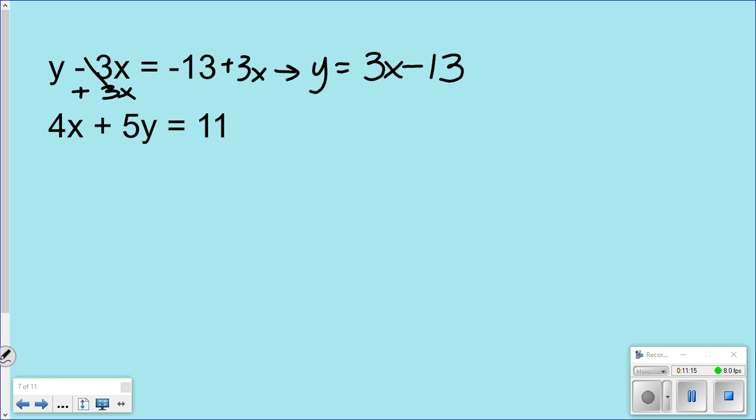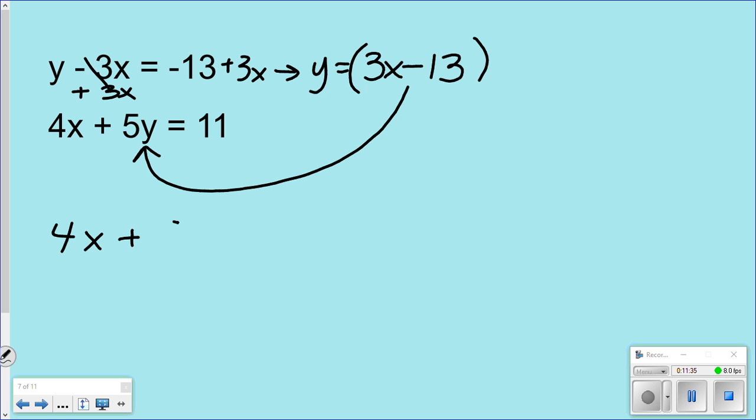Okay, so what's the next step, Sandy? Really read it to me. What's the next step, Sandy? You substitute in for y in the other equation. Okay, so if I know this is y, I'm going to take this whole thing and I'm going to put it in for y here. Okay, so this is what it's going to look like now. 4x plus 5, and then parentheses, everything I have up there, equals 11. So I took what I put up here, and I'm substituting it in for this y here. Now this is what it looks like.